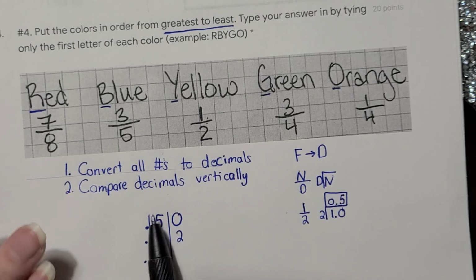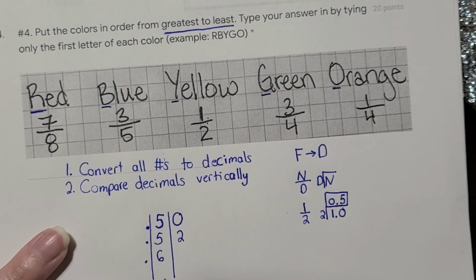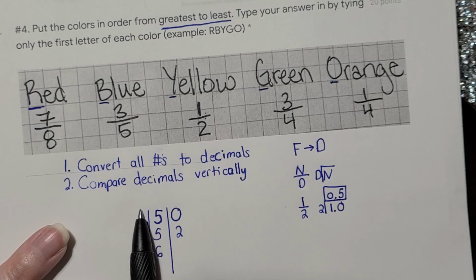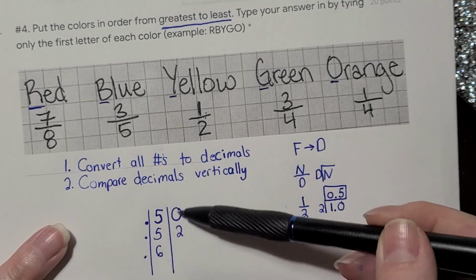Okay. You need to put all of your decimals vertically, either in a place value chart or just line them up and down, and then go from left to right to compare each place value.